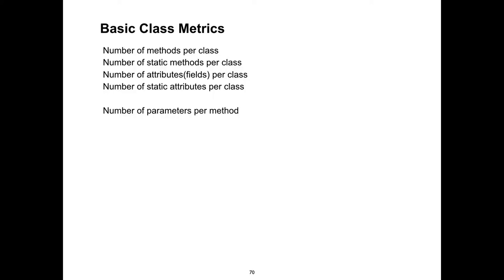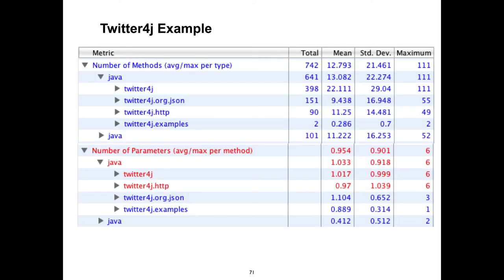So there's lots of different metrics we can use. Class metrics: number of methods per class, static methods per class, fields, parameters per method. Again, there are some outliers that you may want to take a look at. Now, this is the number of methods per class in that package.